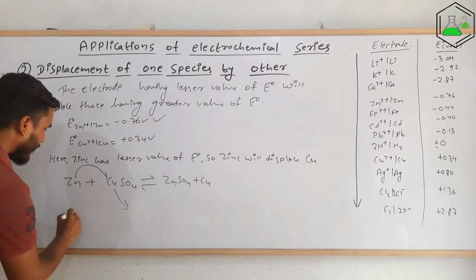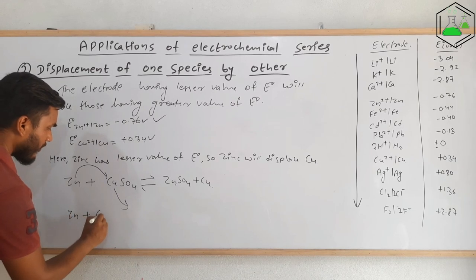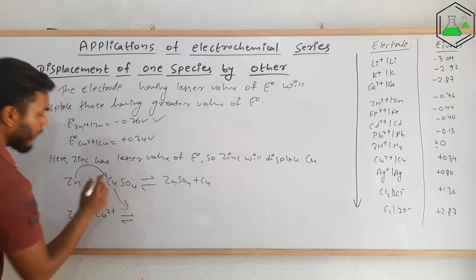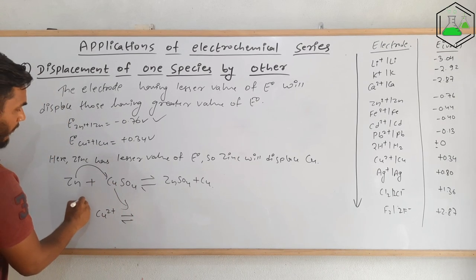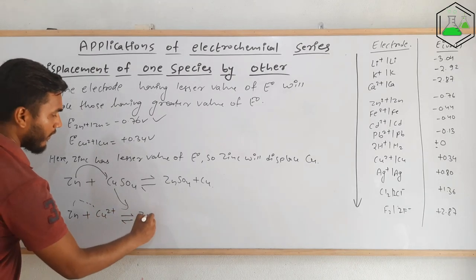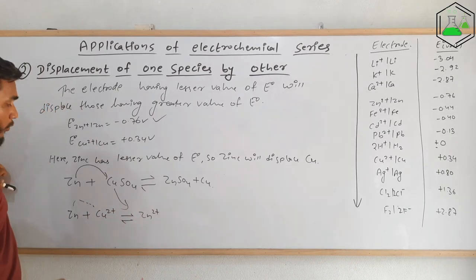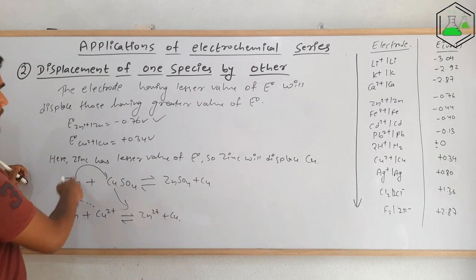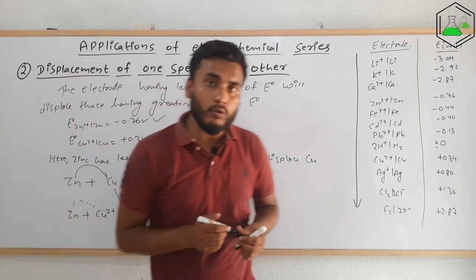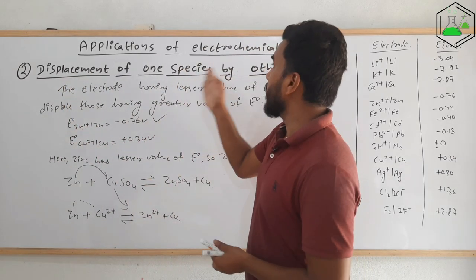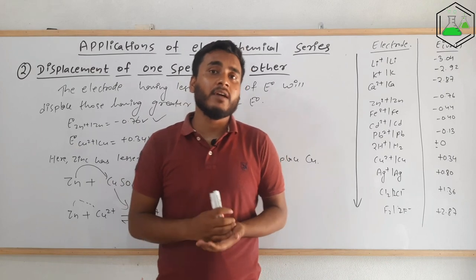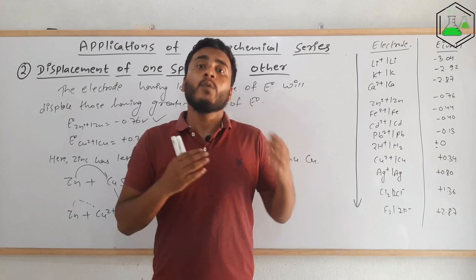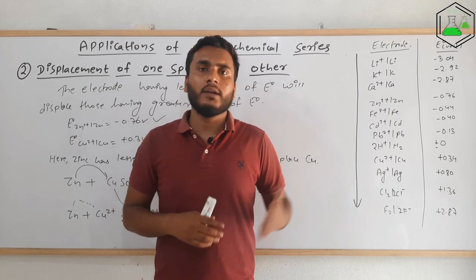In ionic form, this reaction can be written as Zn plus Cu2 plus, because the oxidation state of Cu is 2 plus, right? So it will come over here, it will gain this charge and it will be converted to Zn2 plus plus Cu. As you can see over here, zinc is just displacing copper from its own solution, and that we knew because of electrochemical series. That gives us the idea which species will displace other species and which species will get displaced by other species.